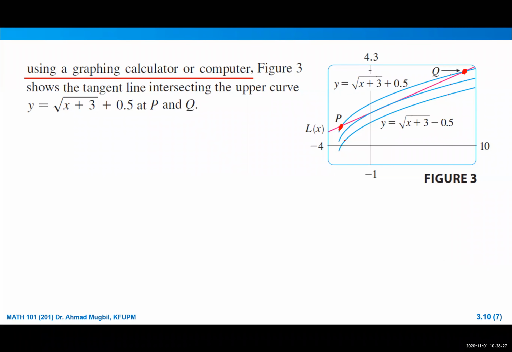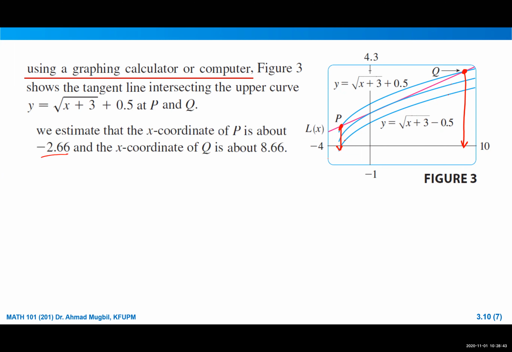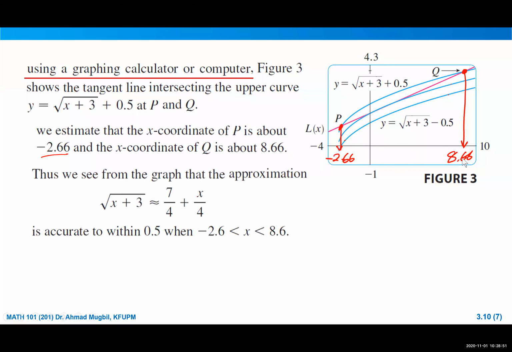Now, if you zoom in, if you are graphing using a graphing calculator or a computer, you will see what these values are. You need to find the x values here. What is the corresponding value? I think they are negative 2.66 and here 8.66. So this means that this function is approximately equal to this linearization within 0.5 error when x is between these 2 values, when x is within this interval.